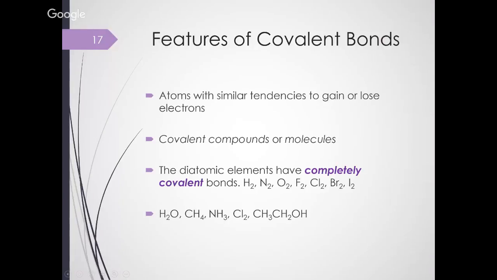So down here are some examples of covalent compounds. How do I know they're covalent? Because all the elements are nonmetals. If you see a metal, it's no longer covalent. So we have water, methane, ammonia, chlorine, and ethanol.